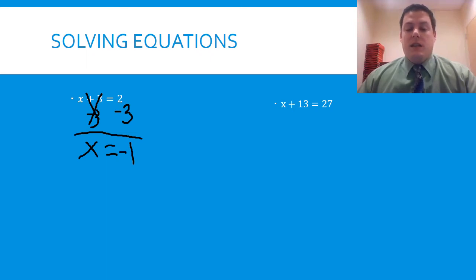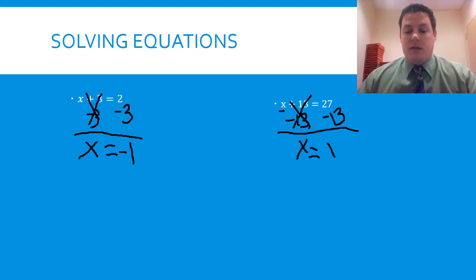Go into the next example. Again, we're adding 13 here. So we want to undo it to get x by itself. So we have to subtract 13 to undo the addition. Whatever you do to one side, you have to do the same thing to the other. x plus 13 minus 13 is just going to give us x.